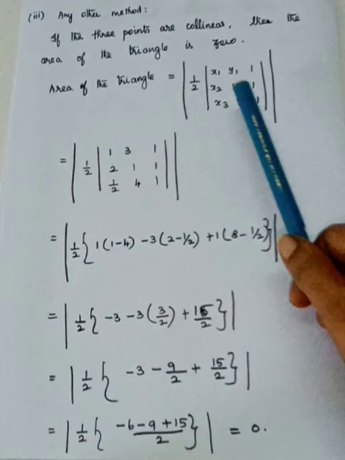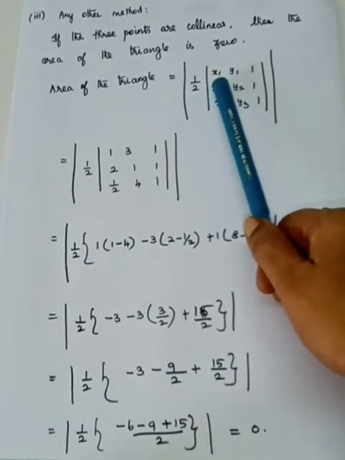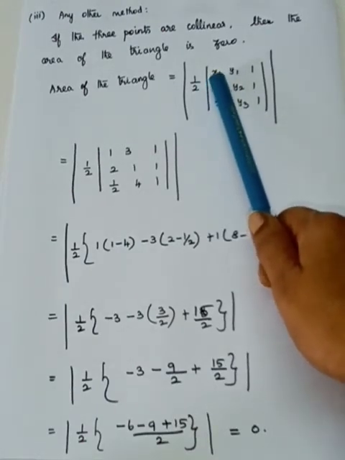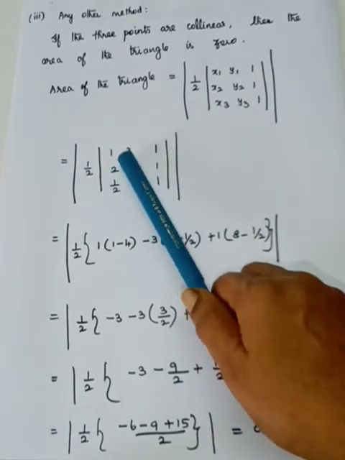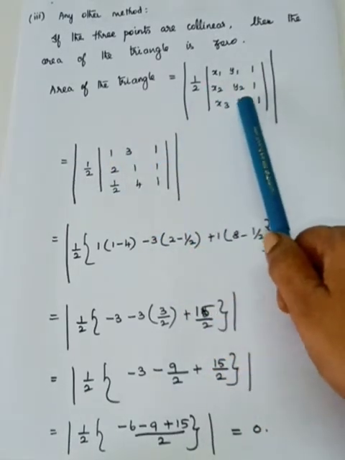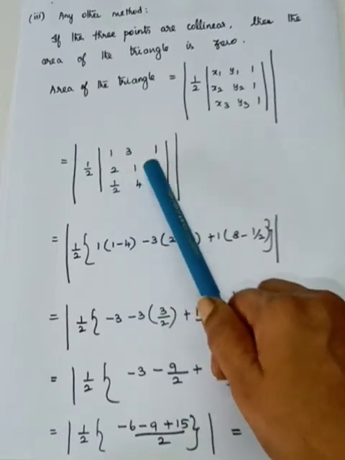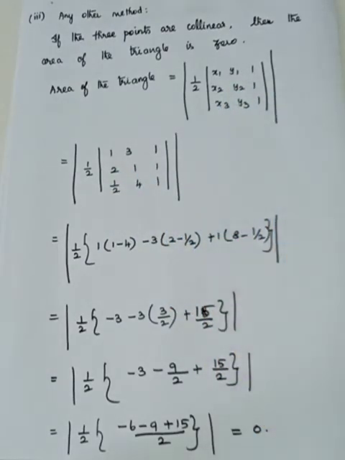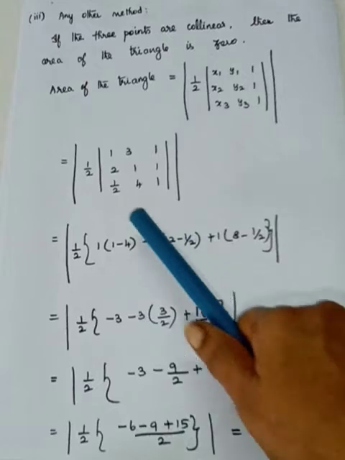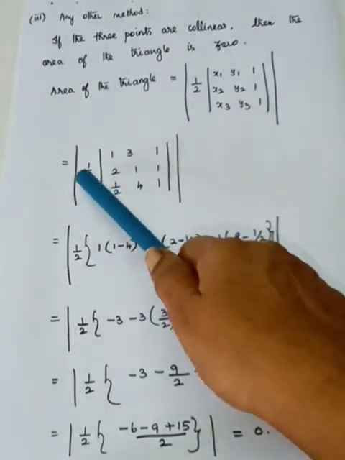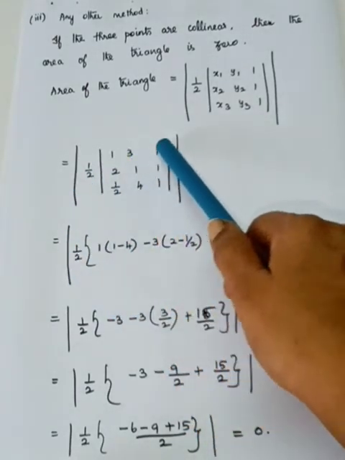So the A point is 1 comma 3. So in the place of x1 put 1, y1 put 3. So 1 3 1, and in the place of x2 y2 you have to substitute 2 comma 1. So 2 1 1, and x3 y3 is half and 4. So half 4 1. So it is half into, you have to expand by R1.